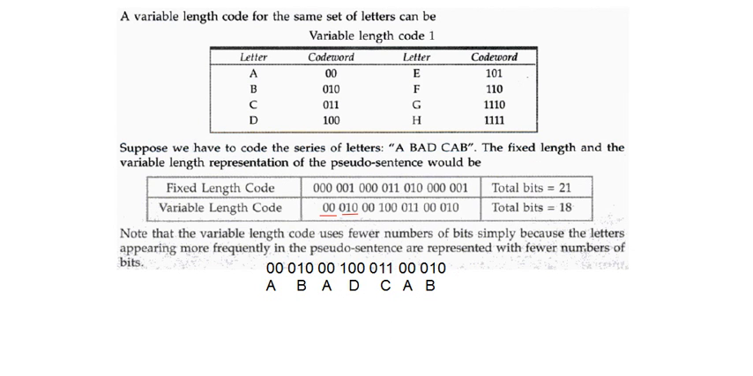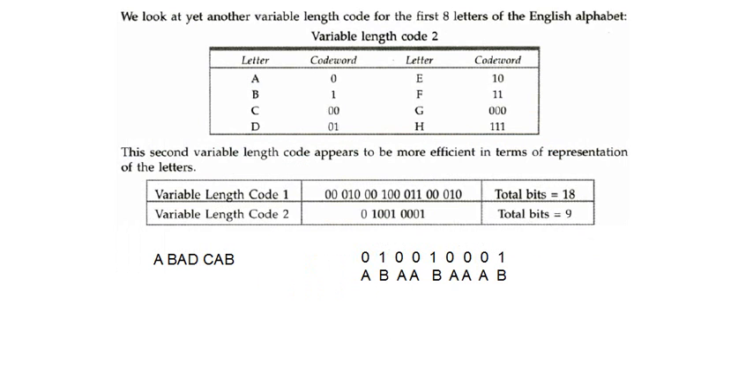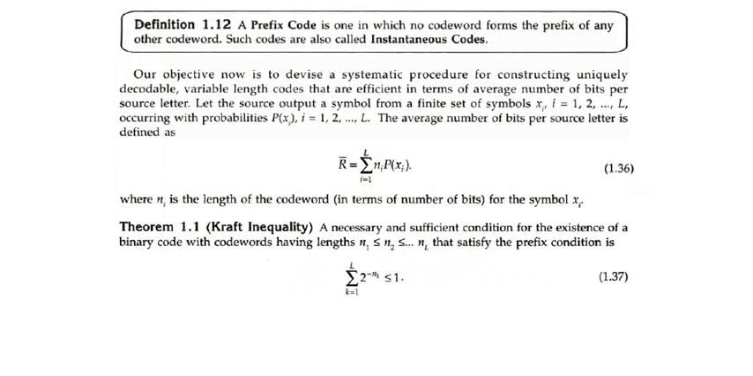So such kind of code words are there in a code. Such a code is called a prefix code. In a prefix code, no code word is a prefix to another code word. A prefix code is one in which no code word forms the prefix of any other code word. Such codes are also called instantaneous codes. And now we have one important inequality, that is Kraft inequality.